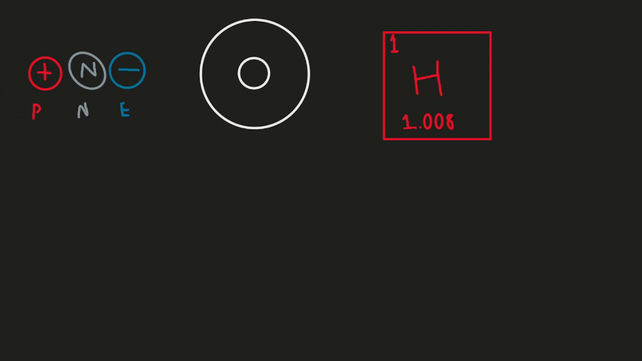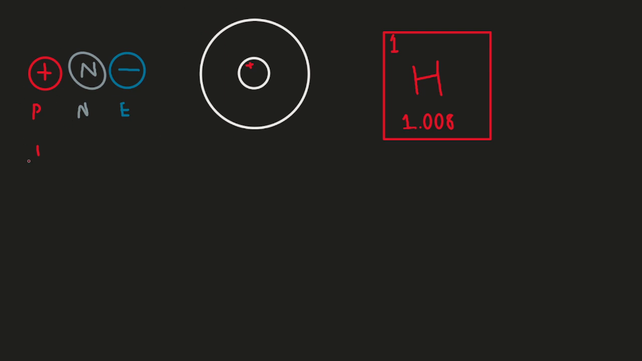So, say an atom has 1 proton. And protons and neutrons, by the way, are located in the nucleus or the center of the atom, just like the nucleus of a cell, if you've ever learned about that. So let's say this atom has 1 proton.